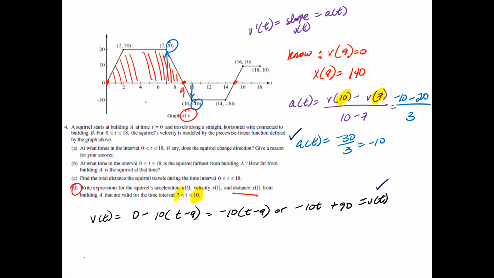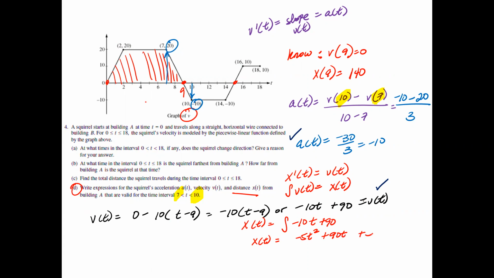Next, what I need to find is my x of t, okay? My x of t, remember, is your position function. Your position function is going to be x prime of t equals v of t, or the integral of v of t is equal to x of t. So I'm going to do the integral of v of t, which in this case is negative 10t plus 90. Let's go ahead and integrate this. 1 plus 1 is a 2, so negative 10 divided by 2 is negative 5t squared plus 90t plus c.